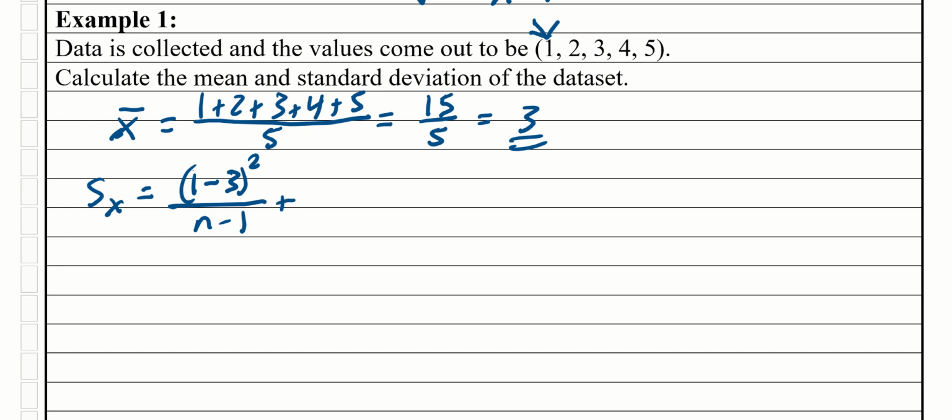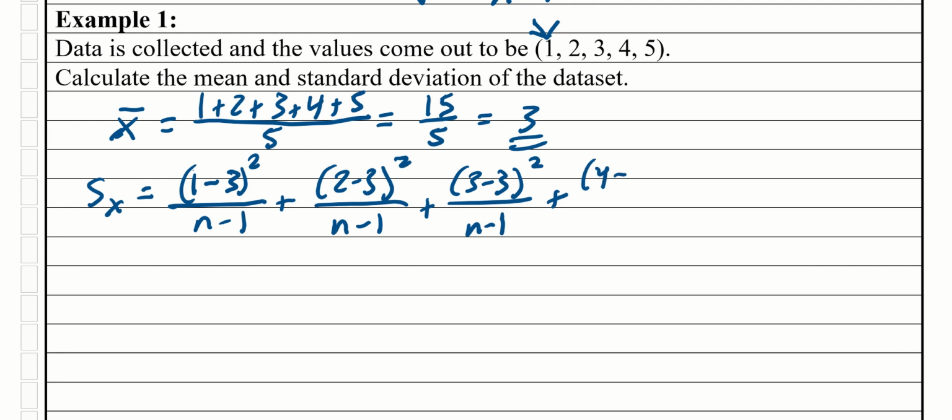And then plus, same kind of idea with the second one here. So I would have 2 minus 3 all squared, and then divided by n minus 1. And then do the same thing with the rest of the values. So 3 minus 3 all squared divided by n minus 1, plus 4 minus 3 squared over n minus 1, plus 5 minus 3 all squared over n minus 1.